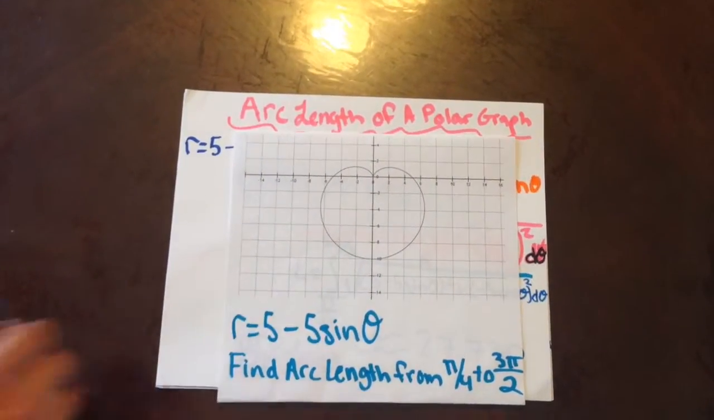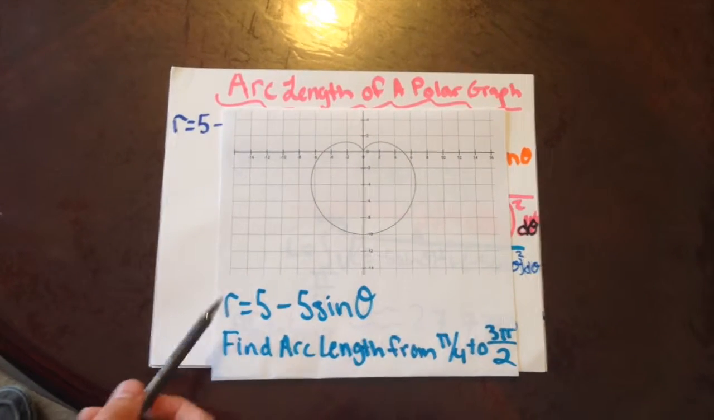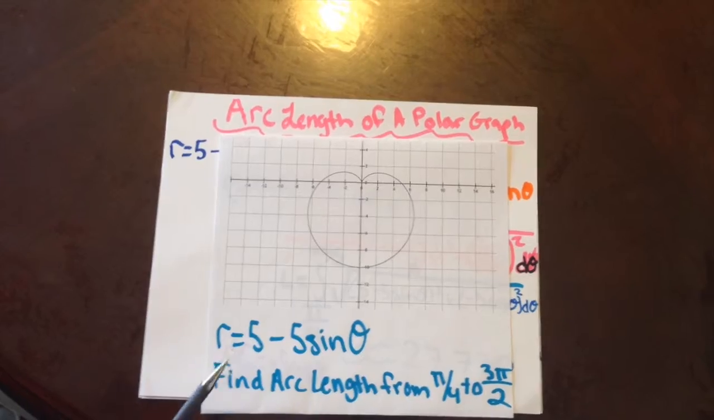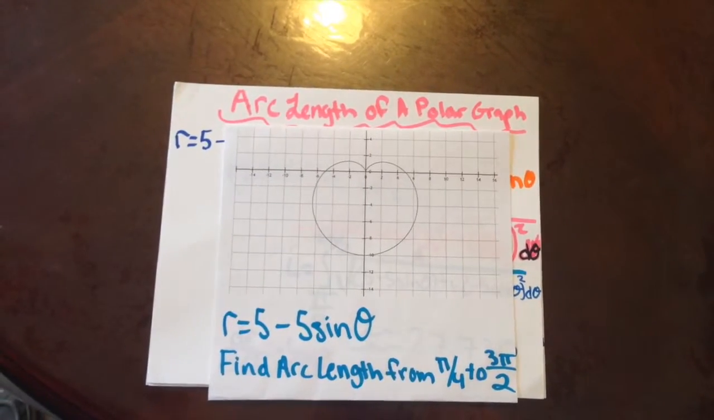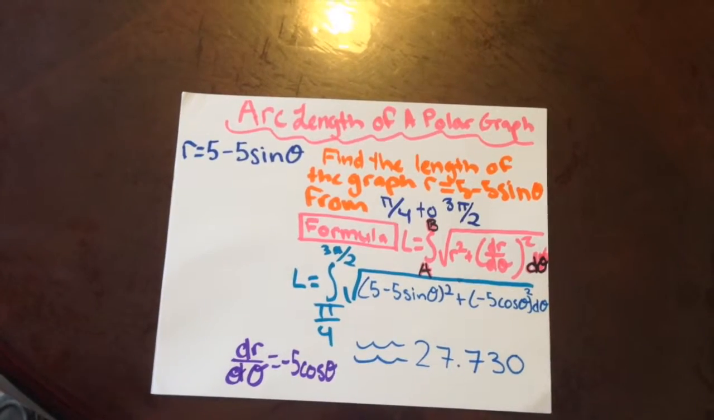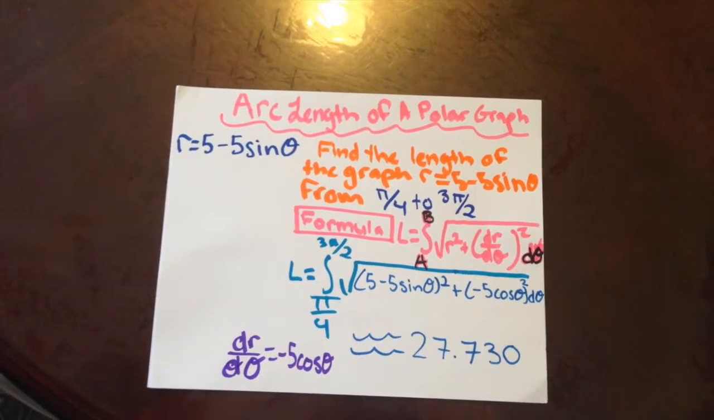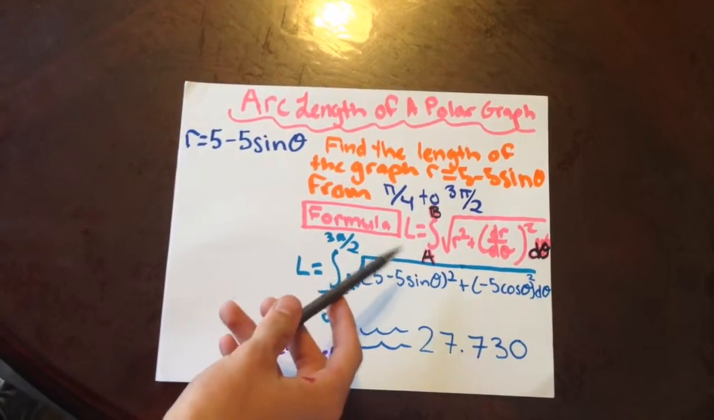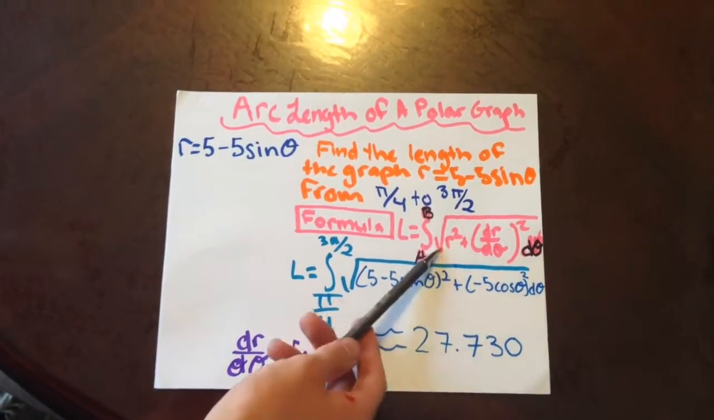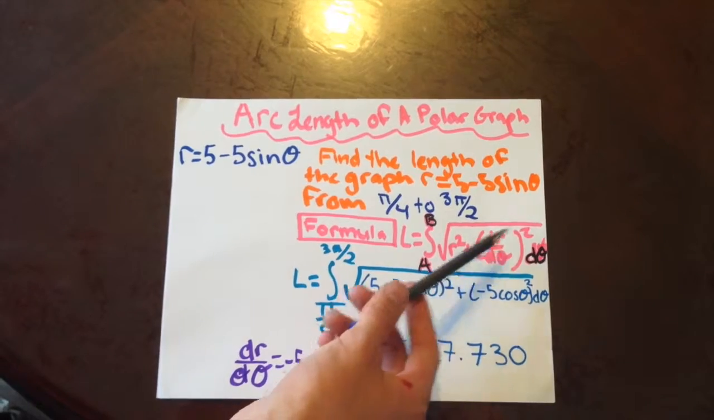For a polar example, we have the graph of r equals 5 minus 5 sine theta, and we're finding the arc length from pi over 4 to 3 pi over 2. So first we must reference the polar formula, which is the length equals the integral from a to b of the square root of r squared plus the derivative squared, d theta.